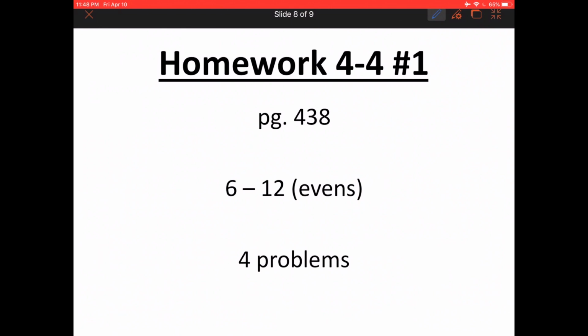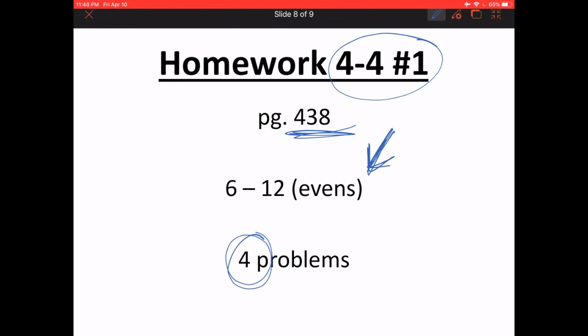Okay, your homework is posted up there for day 1. Notice in your textbook, it is page 438, numbers 6 to 12 evens. That is only 4 problems. 3 of them will be pretty simple, and then you'll have that one problem that's a little bit more difficult, like the one that we just did.